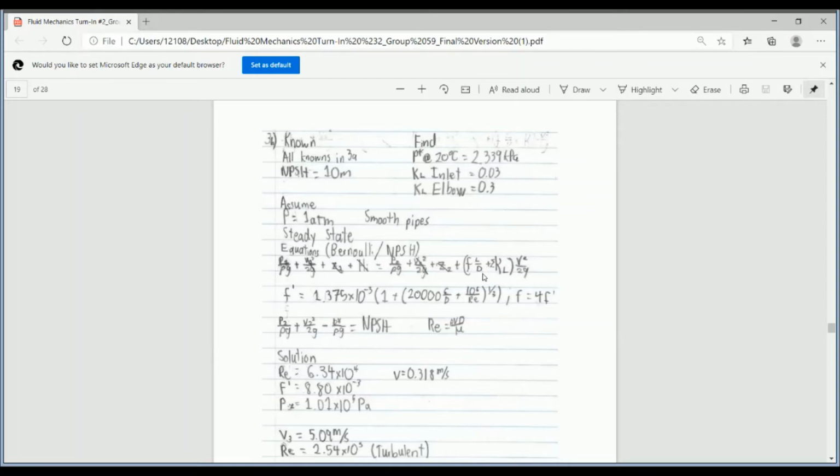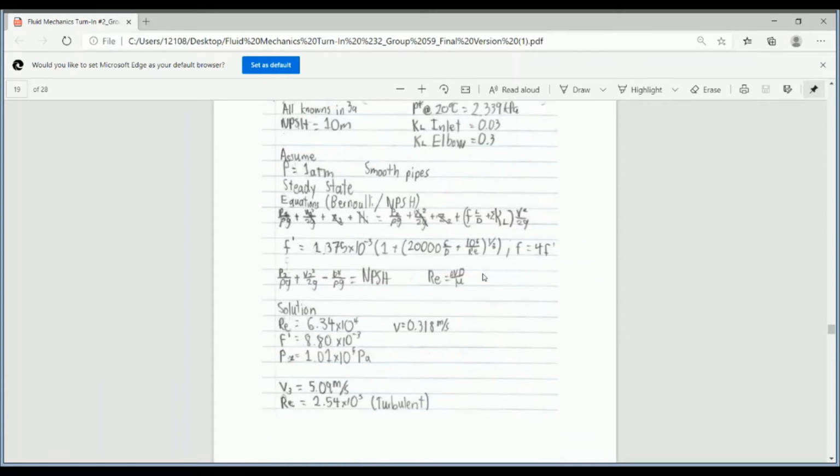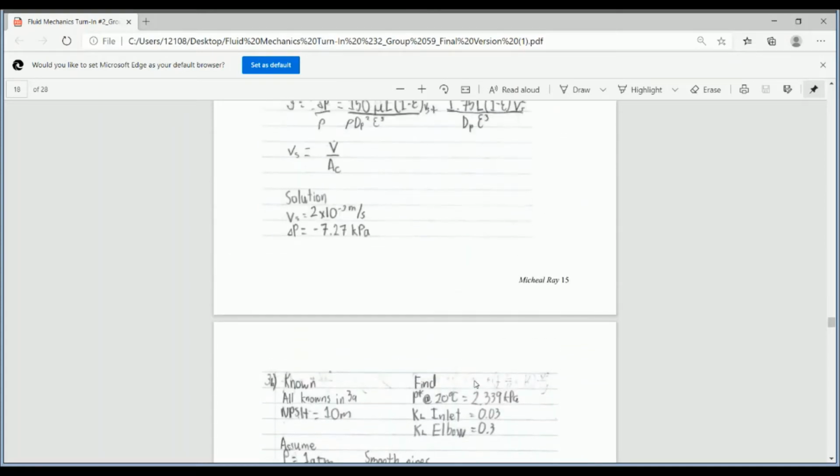You use Bernoulli's equation with the friction. You can calculate the friction factor, and this all should reduce down to finding the Reynolds number, the friction factors, and then in the end that should get you your final velocities and your Reynolds numbers.